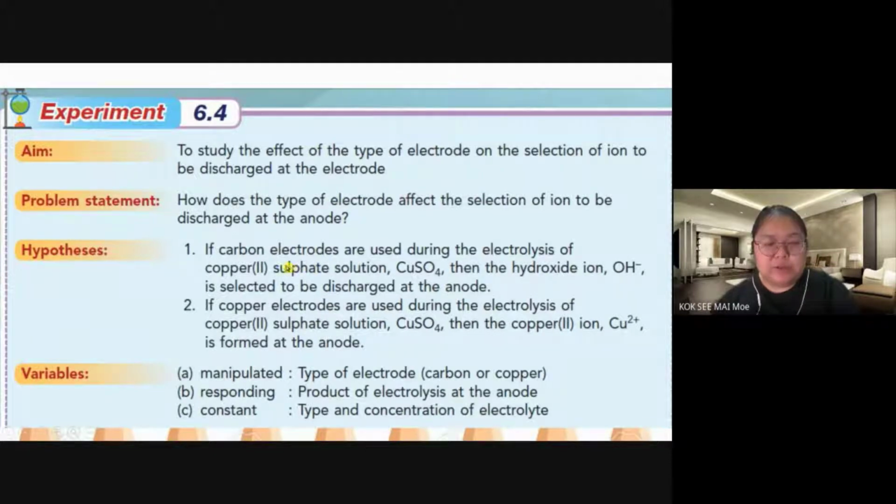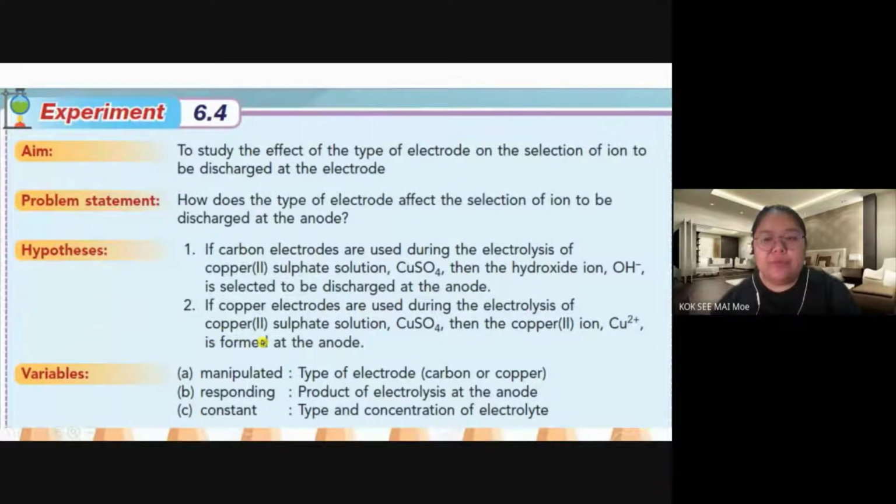Okay, hypothesis. You see, there are two hypotheses. If the carbon electrode is used during the electrolysis of copper(II) sulfate solution, that means the electrolyte is copper(II) sulfate, but the electrode is carbon. Then they ask you what happened at the anode.